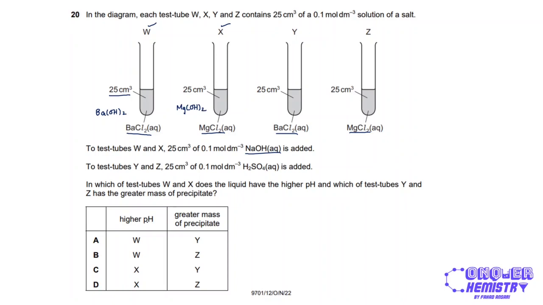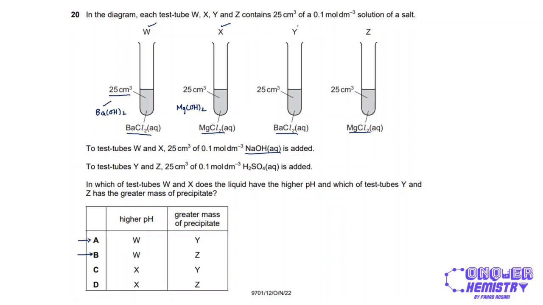So about the first two test tubes, it is asking us which of them has the higher pH at the end. So the thing is that we know that down the group 2, the solubility of the hydroxides increases. And so out of magnesium and barium hydroxide, it's going to be barium hydroxide that has a higher solubility. And so W is going to have a higher pH. So we're going to be considering options A and B now.